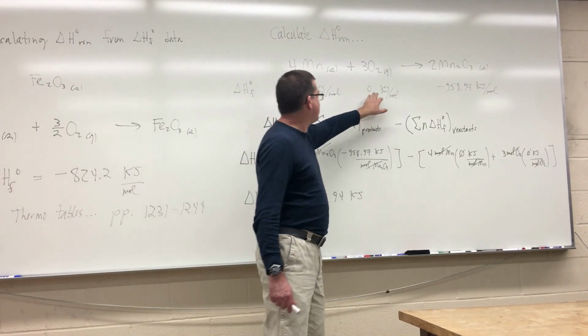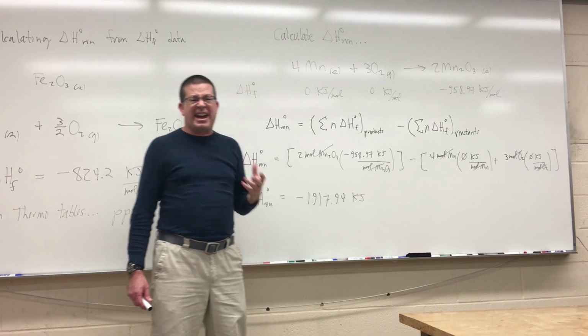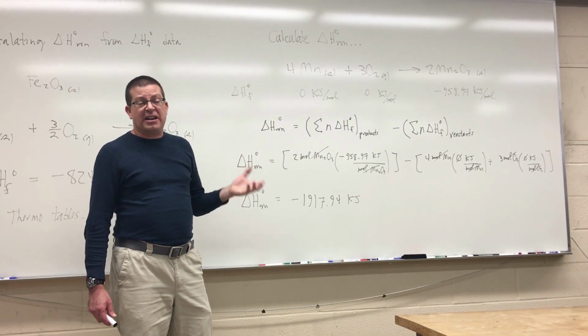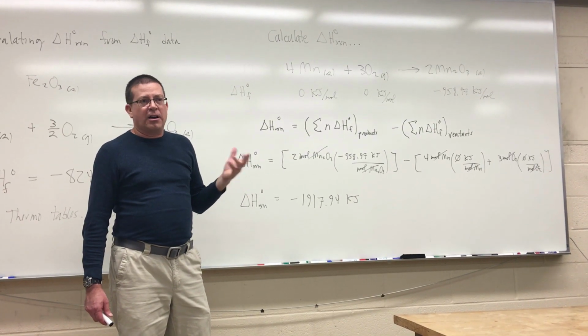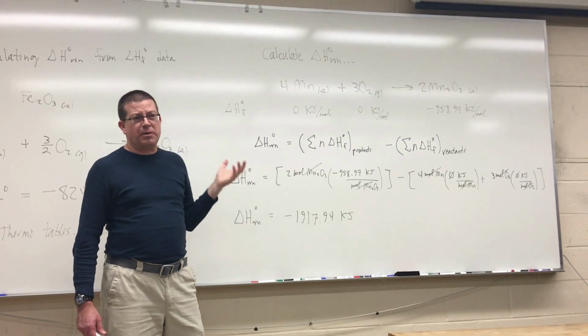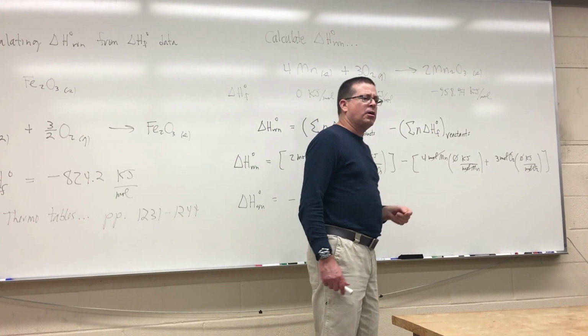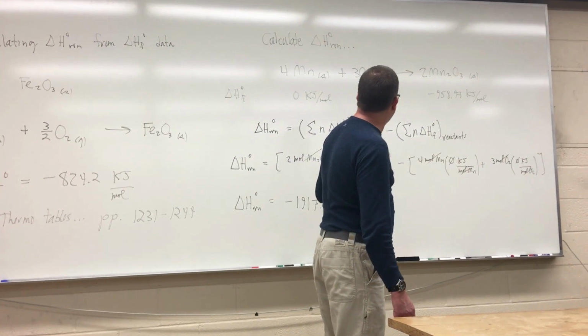So it also is going to have a value of 0 kilojoules per mole. So for any element as it exists in its standard state form under standard state conditions, that value of delta H of formation is going to always be 0. Now, for a compound, however, we're going to have a non-zero delta H of formation.